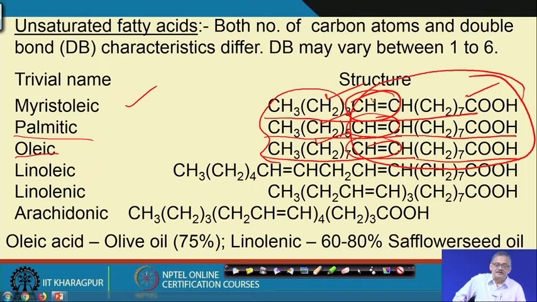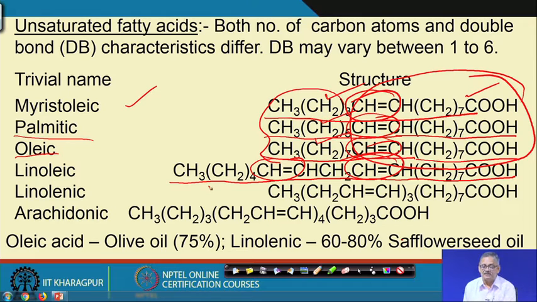Then from oleic acid, we go to linoleic acid, where it is CH3 CH2 (whole 4), CH double bond CH, CH2, CH double bond CH, CH2 (whole 7), COOH. Again there is a double bond between 9 and 10, and another between 12 and 13. So there are 2 double bonds in linoleic acid.